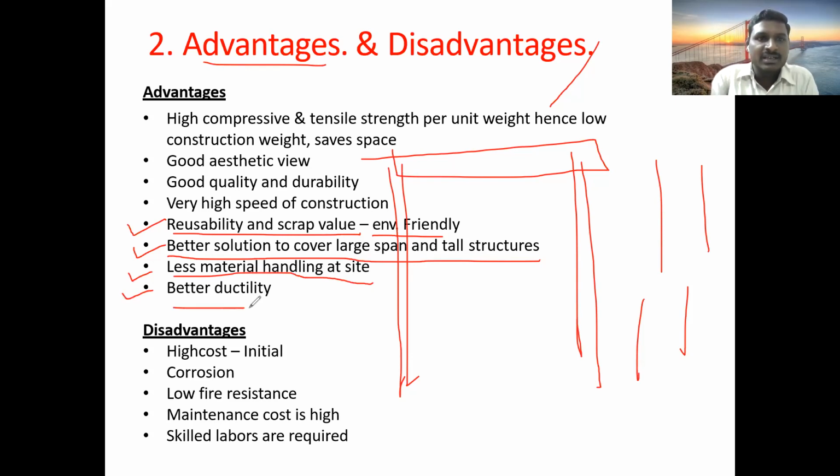And last is the better ductility. So if we apply the tensile force on the steel member, it has a greater ductility. Ductile material is there. It means it will elongate, it will take more load when the tensile load is coming on this steel member.